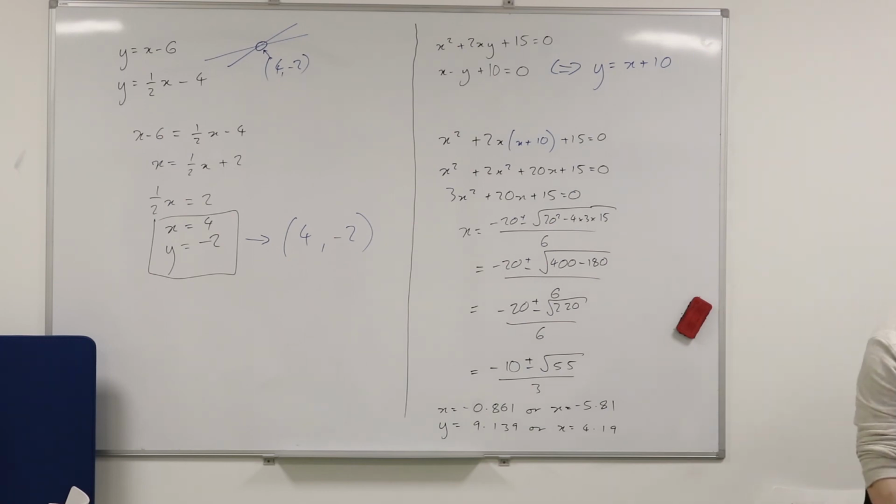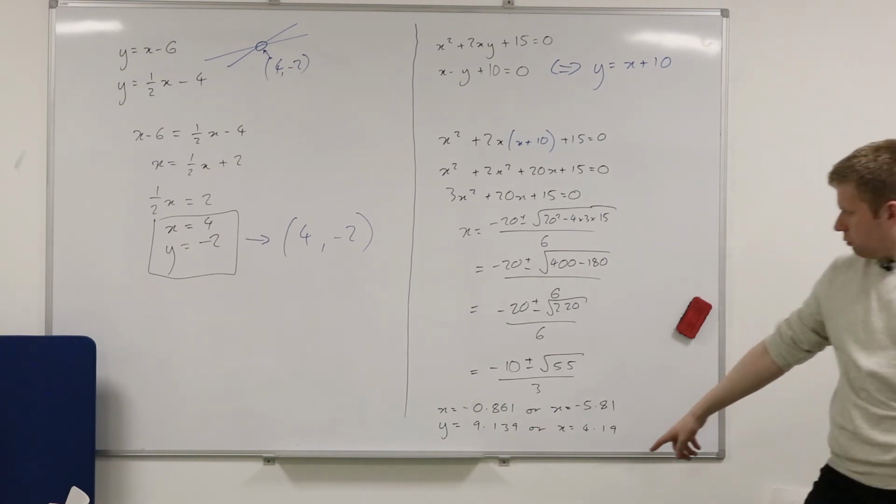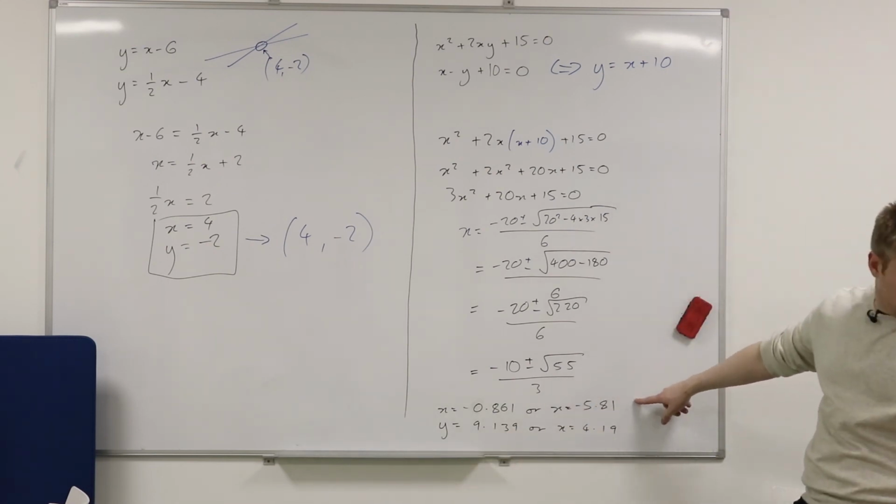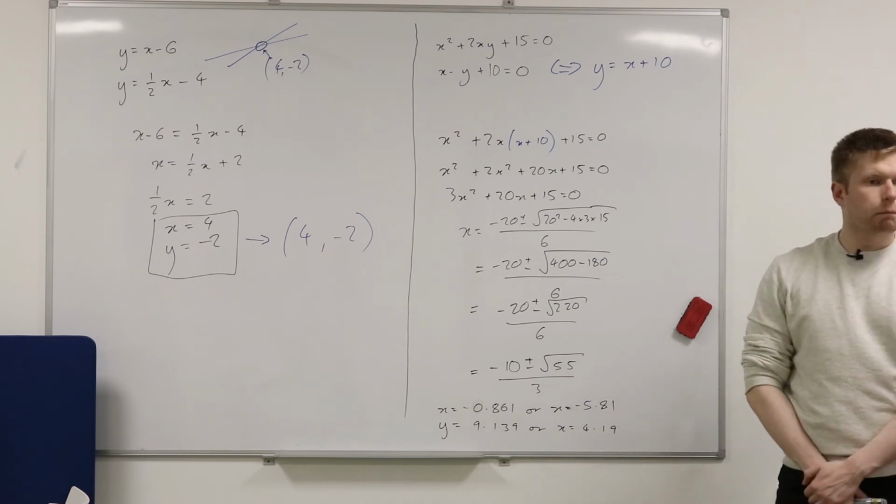Okay, and if I just quickly check that on here, there is a command for intersect. So I click that one, and I click that one. Then you can find negative 0.86, 9.14. Yeah, I'll take that. And negative 5.81, 4.19. Yep, I'll also take that. Okay.